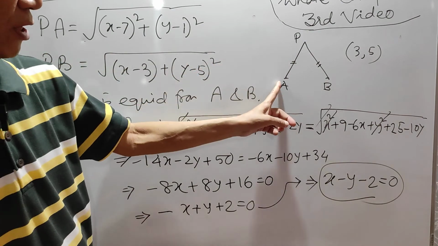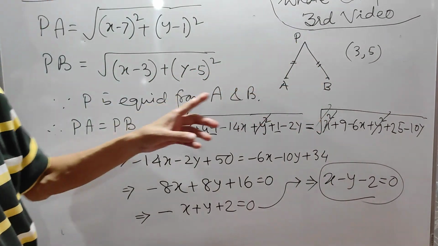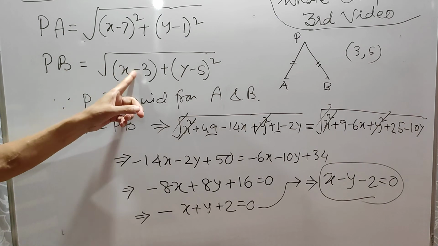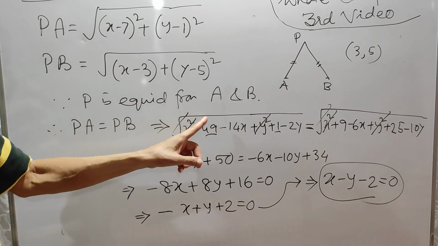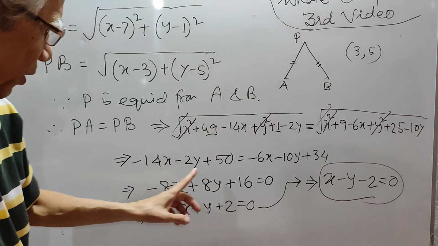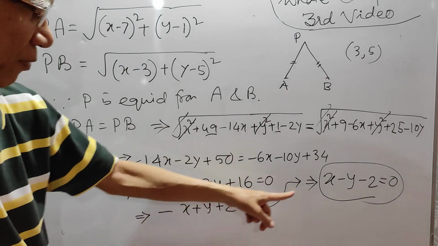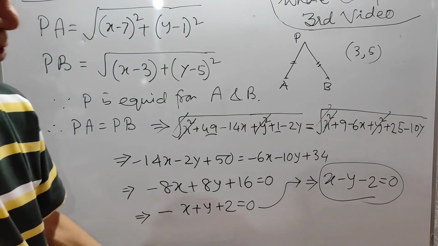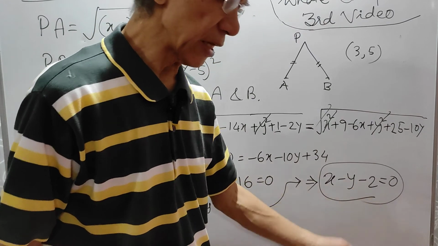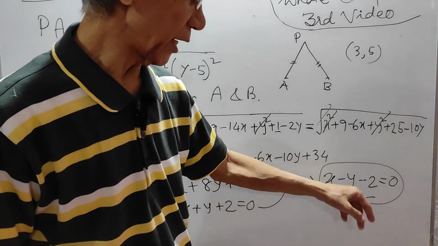So P is equidistant from A and B. That means PA equals PB. We found PA, we found PB, so we equate them. Then it is just a question of simplifying. After simplifying, we come to this. So this is the answer. We have got a relation between x and y. That means we have got an equation containing x and y.